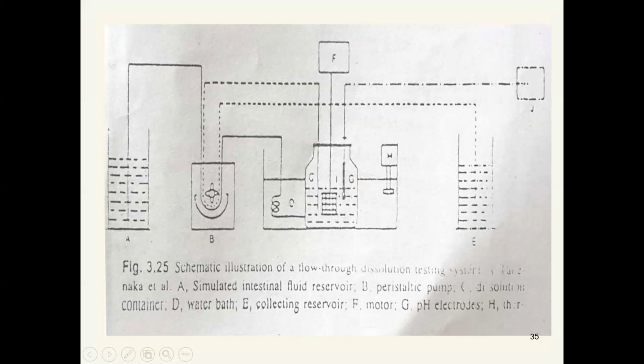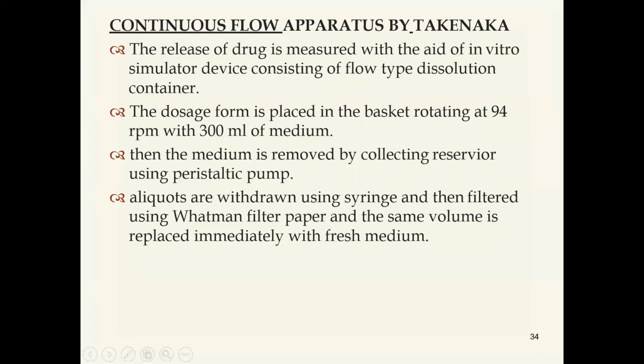Okay. So the release of drug is measured with the aid of an in vitro simulator device. This consists of a flow type dissolution container. The dosage form is placed in the basket. So the dosage form is placed in this basket. Here the provision is there. Here we are mounting the dosage form in the basket, and we will rotate the basket at the rate of 94 RPM. The dissolution medium volume is 300 ml.